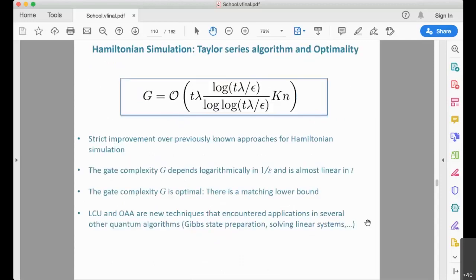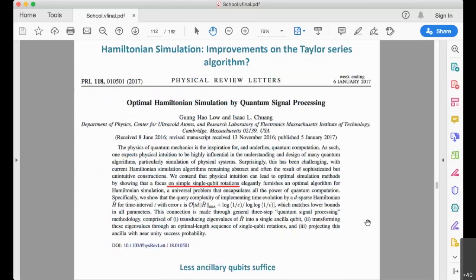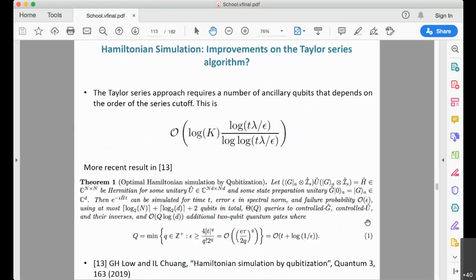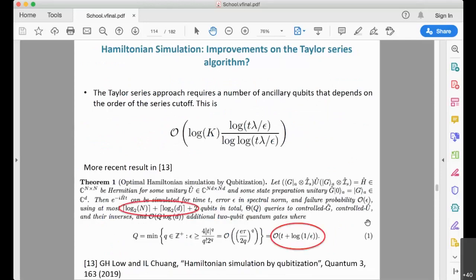All right. Okay, so I'll go quickly through this newer idea that I would say was motivated by the Taylor series approach, and it's what the authors call quantum signal processing. Okay, so the main result here, without going into too many details, is the following: when they look at the complexity, right?